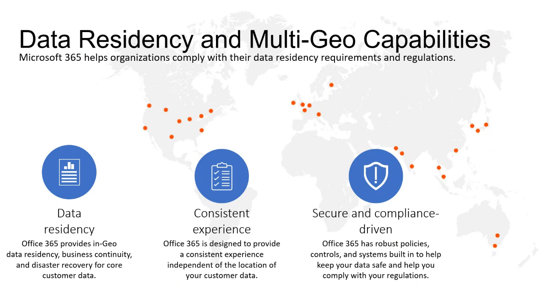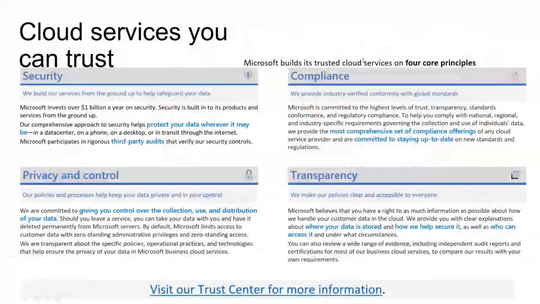With that, there are four core principles Microsoft has regarding data: privacy and control, security, compliance, and transparency. The big thing I want to point us to is privacy and control. They're committed to giving you control over the collection, use, and distribution of your data. So they're going to give you access, and they're going to provide the place for your data to live.